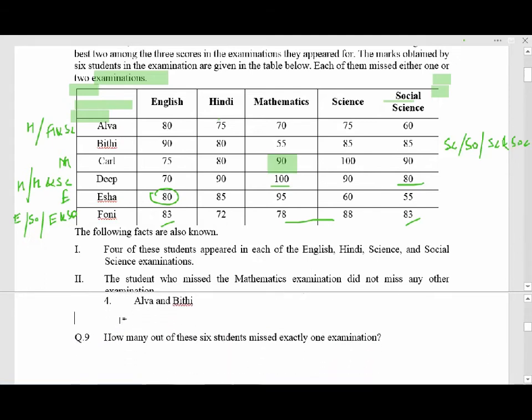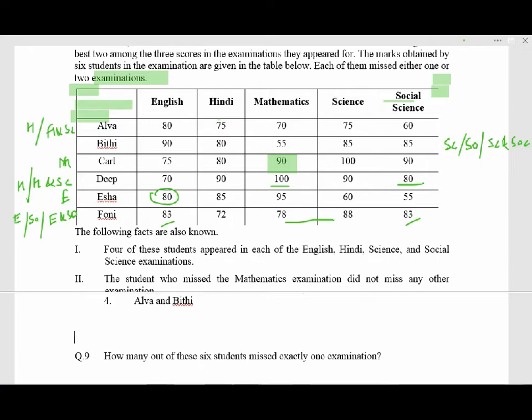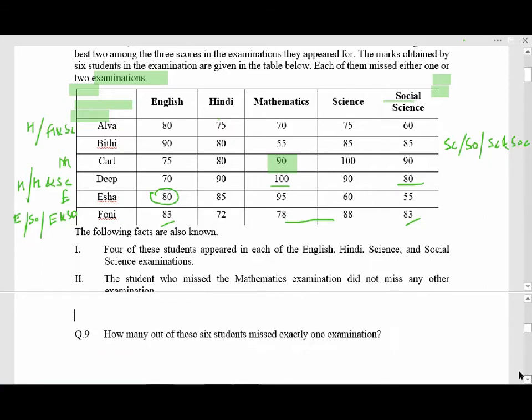How many of the out of the 6 missed exactly one exam? Esha missed one, Curl missed one, and one among Alva and Deep missed one. So exactly 3. 3 will be the answer here.